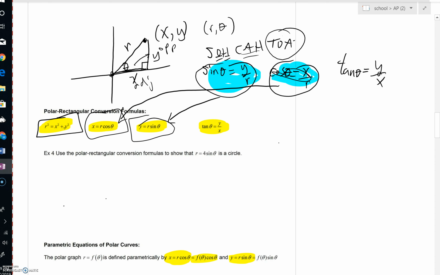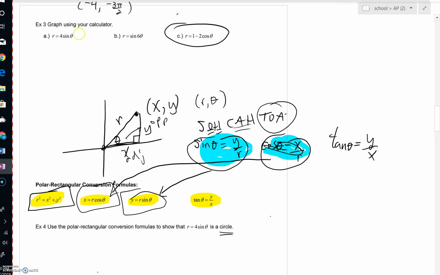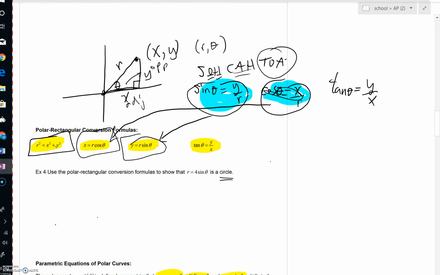Let's take a look at example 4. It says, use polar rectangular conversion formulas to show that r equals 4 sine of theta is actually a circle. And if that looks somewhat familiar, you can see that we graphed that together in our last video. R equals 4 sine of theta. Well, here's really where we're going. When we have r equals 4 sine of theta, we're going to look up here in what I've highlighted in yellow. And we're going to say, wow, try to find some of these conversions.